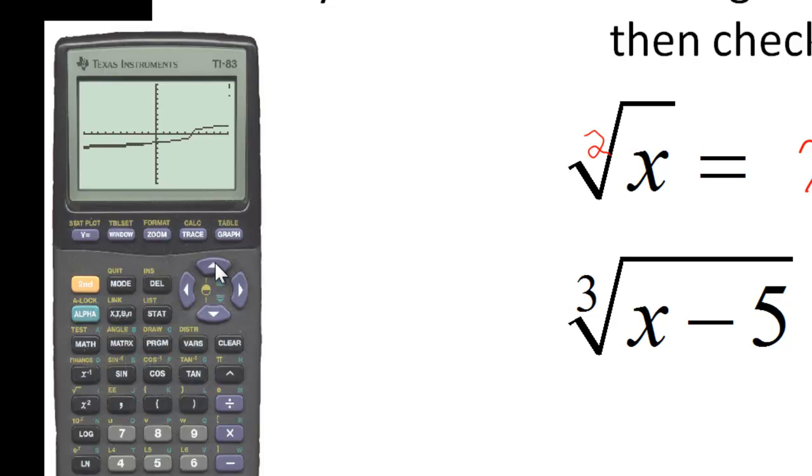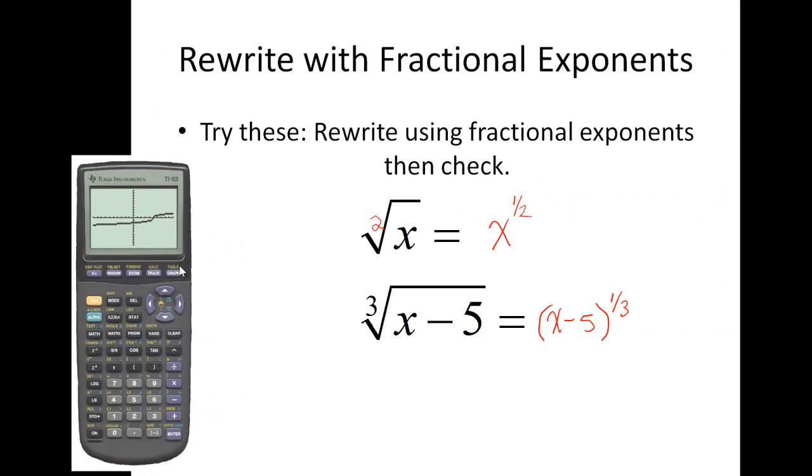There's the cube root of x minus 5. And there's x minus 5 to the 1/3 power. So I did a good job. Excellent. Let's see. Try another one.